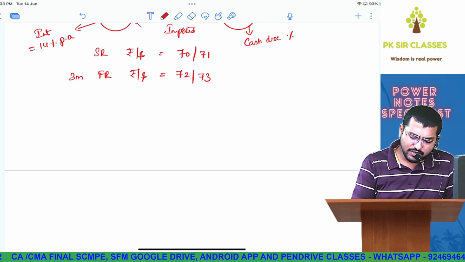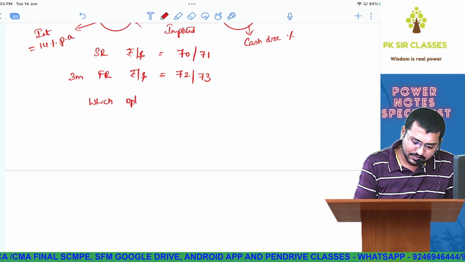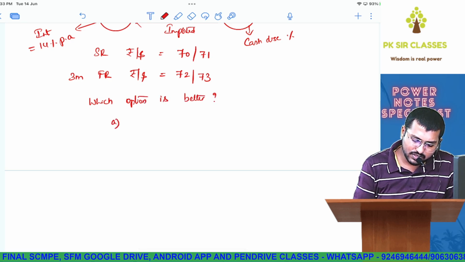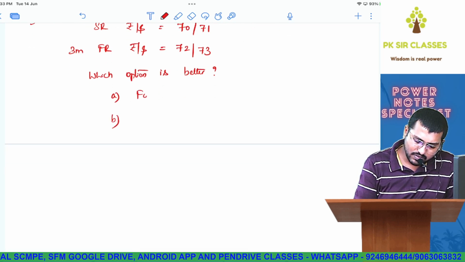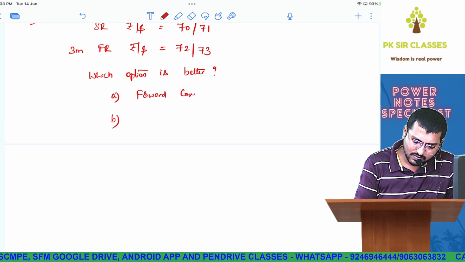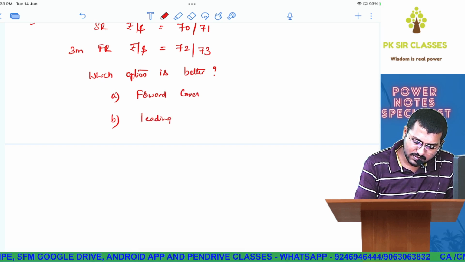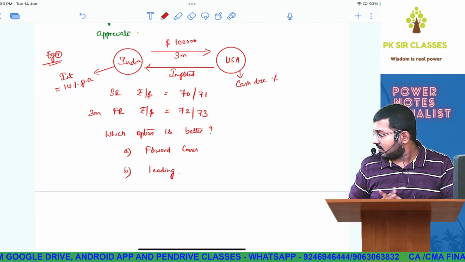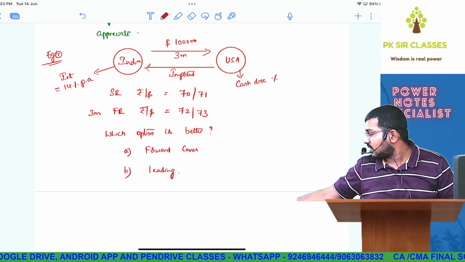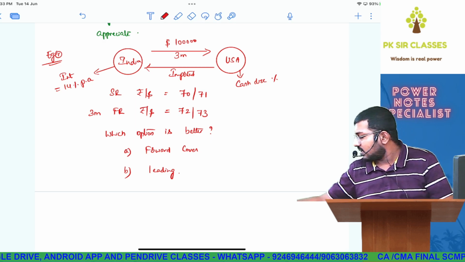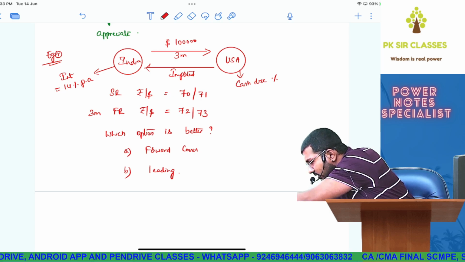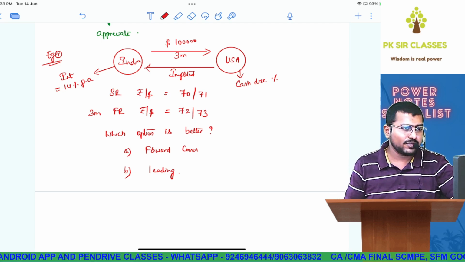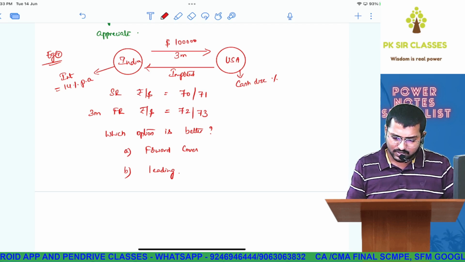So we need to find out which option is better. What are the options that are available for us? One is forward cover, and the other one is in the question. Have a look into the question once. I think we are pretty much aware of the forward options, isn't it? Forward cover is very easy for us. We have seen it many a times.